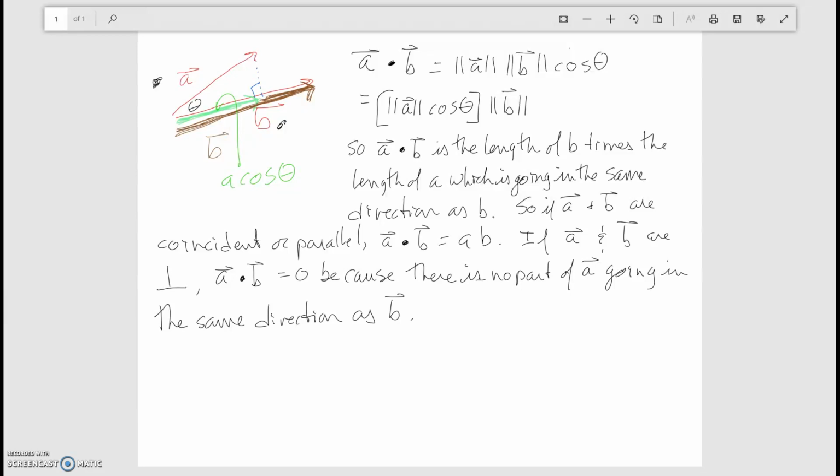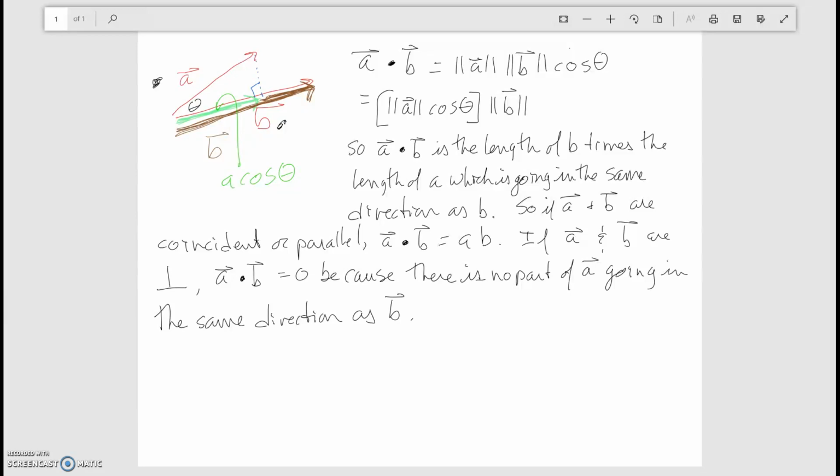What part of A is going in the same direction as B? Well, the whole part of it. So the way I can multiply these two vectors is just multiply the numbers. So I get A times B. On the other hand, if A and B are perpendicular to each other, then A dot B is 0, because there is no part of A that is going in the same direction as B.